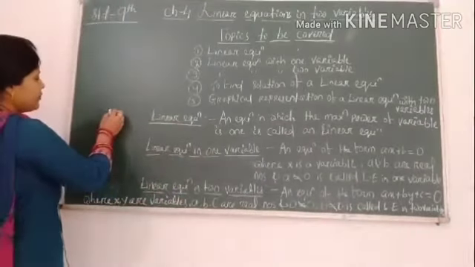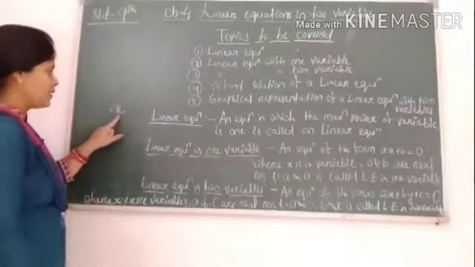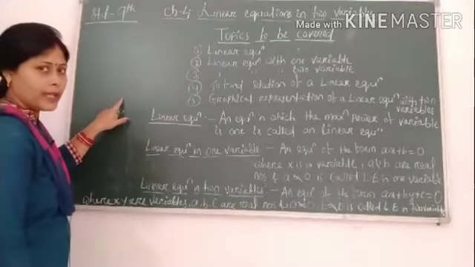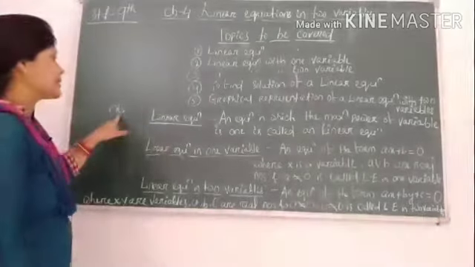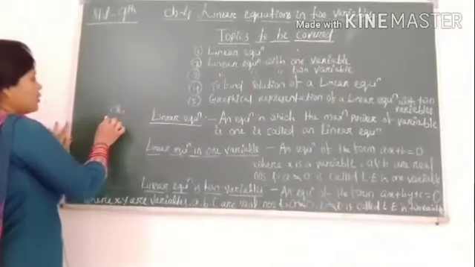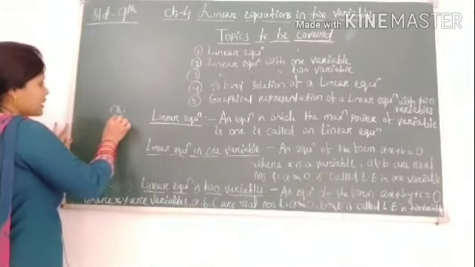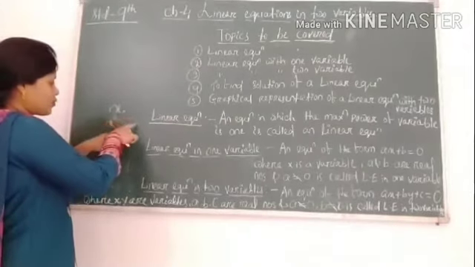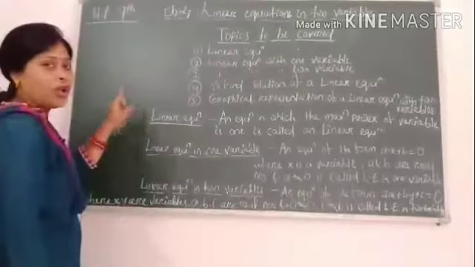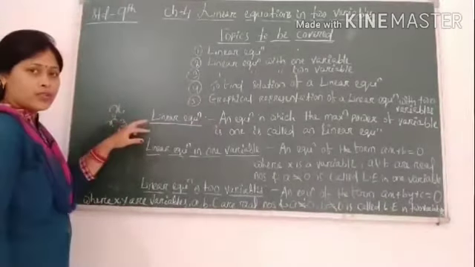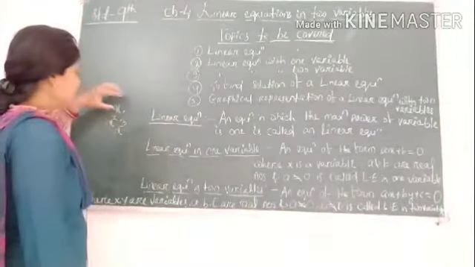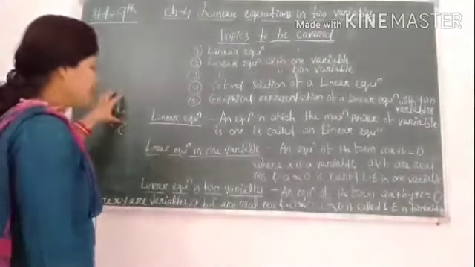So if I am writing x here and the power of x is 1, this is one example of a linear equation. If the degree is 2, suppose I write x square, this is a quadratic equation. If the degree is 3, this is a cubic equation. Okay, understood students? So an equation in which the maximum power of the variable is 1 is known as a linear equation.